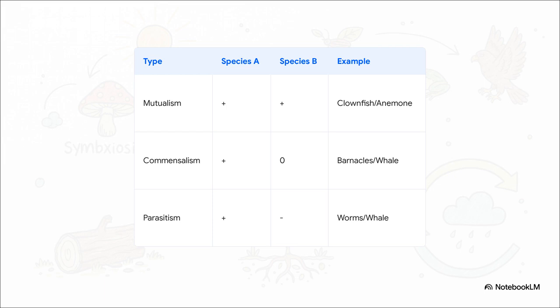Now in commensalism, those variables shift to a plus and a zero. One benefits, while the other is completely unaffected. Just visualize barnacles getting a free ride on the side of a massive whale. Finally, they've got parasitism, a plus and a strict minus. One benefits at the precise expense of the other, like intestinal worms draining nutrients directly from that whale's gut. Definitely lock these plus, minus, and zero labels into your memory.